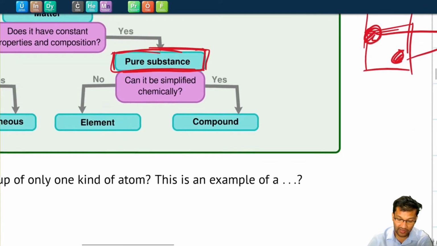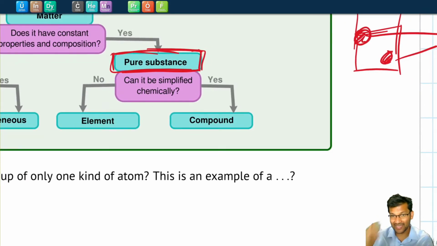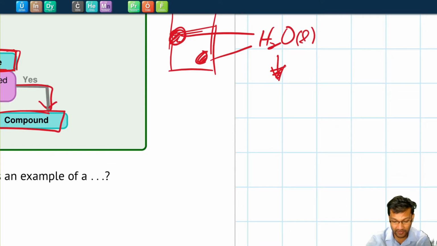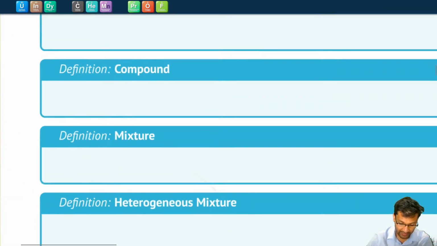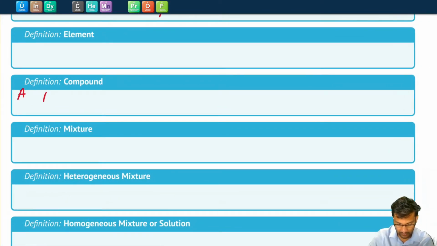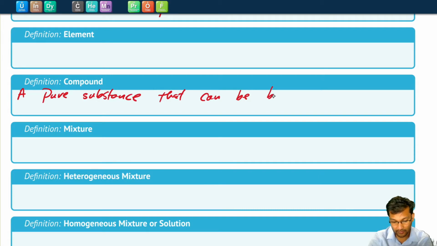However, if the things that make up a pure substance can be simplified further, we call that a compound. So for example, in the case of water, we can separate that further into hydrogen atoms and oxygen atoms. So this would be a compound. So a compound, the definition is a pure substance that can be broken down by chemical changes.